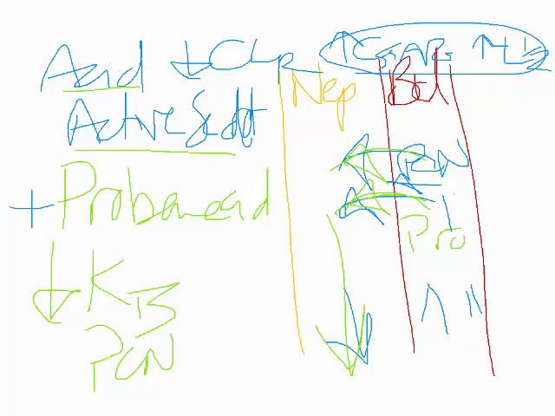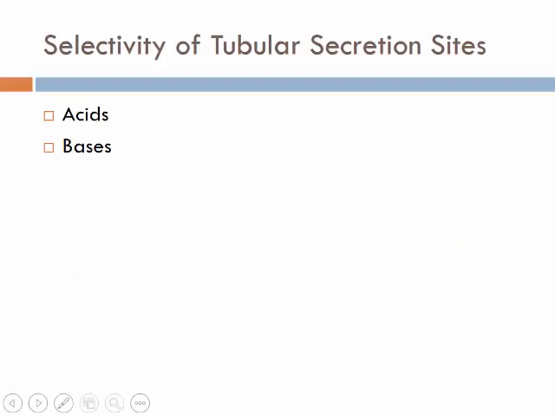And vice versa, if you take away a competing drug that's being secreted, when you stop it, the opposite is going to happen, right? Make sure you understand this because this is a source of drug interactions that are important. That's it.